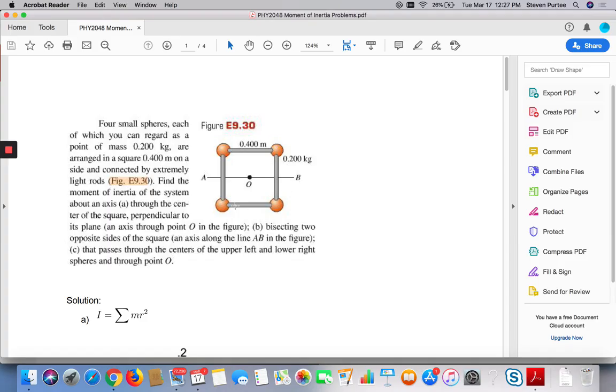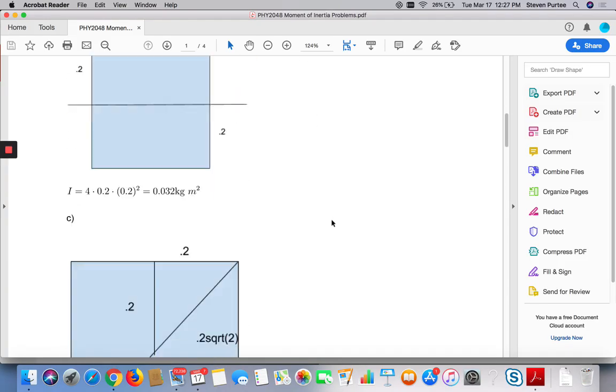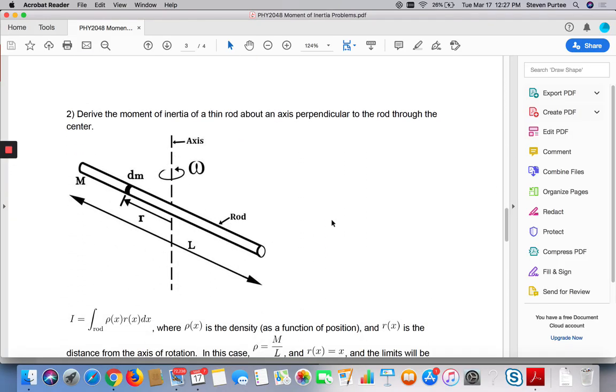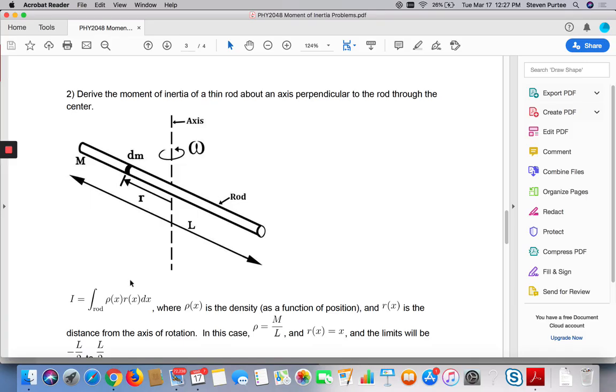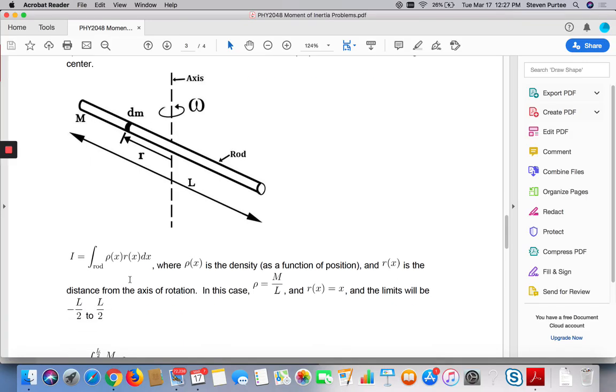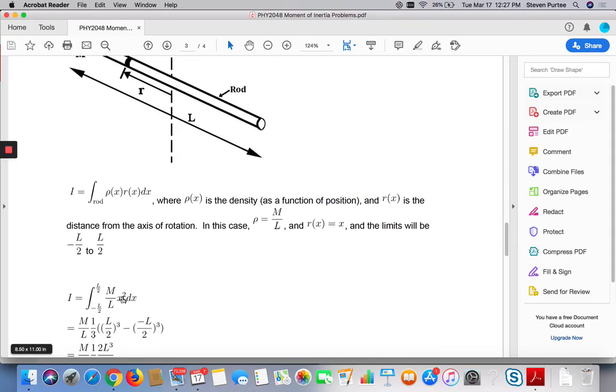We have point masses some distance away. Now we'll do continuous cases. So we have a rod, a thin rod. We're going to rotate it around an axis of rotation perpendicular to the rod through the center of the rod. Now we're going to have to do an integral. This formula should have a squared in it. That's a typo right there. See, we have it there. I'll fix that in the PDF document, but that should say r squared.